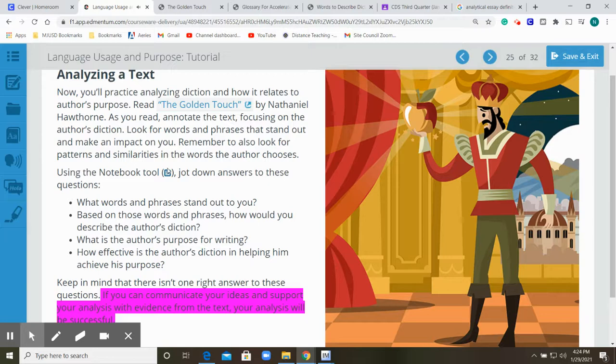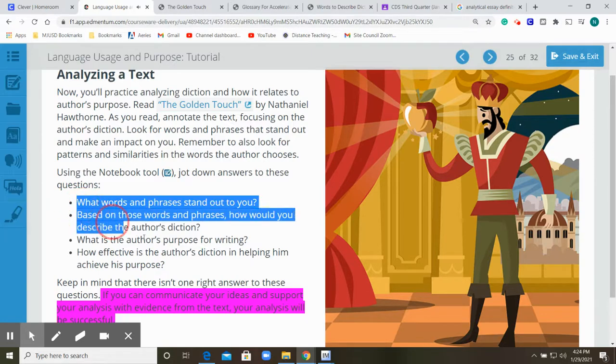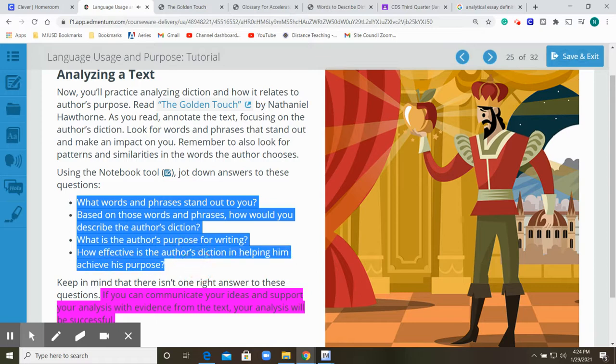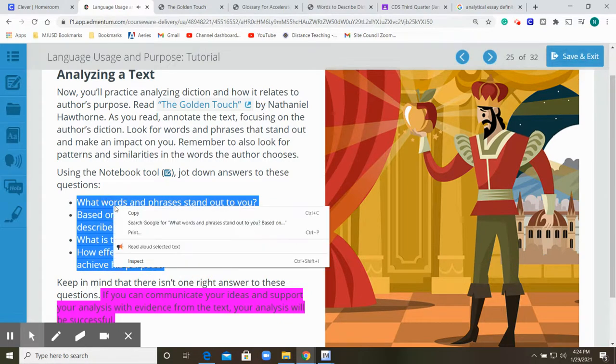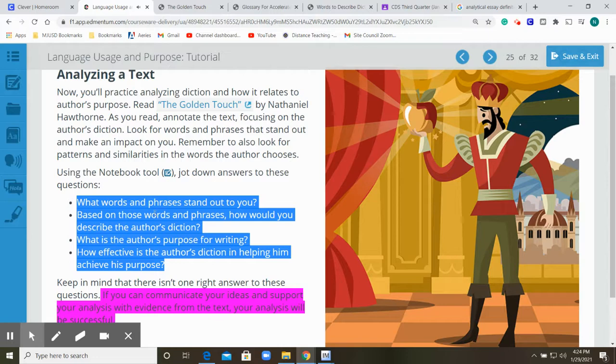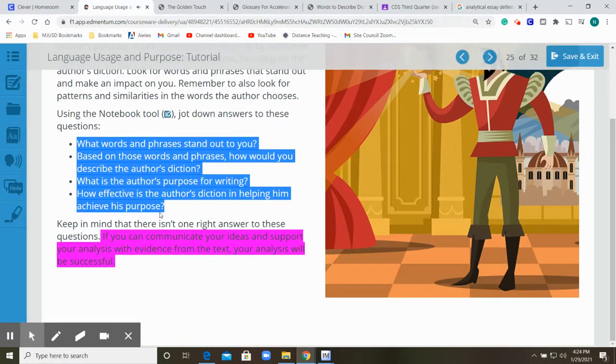Using the notebook tool, jot down answers to these questions. What words and phrases stand out to you? Based on those words and phrases, how would you describe the author's diction? What is the author's purpose for writing? How effective is the author's diction in helping him achieve his purpose? Keep in mind that there isn't one right answer to these questions. If you can communicate your ideas and support your analysis with evidence from the text, your analysis will be successful.